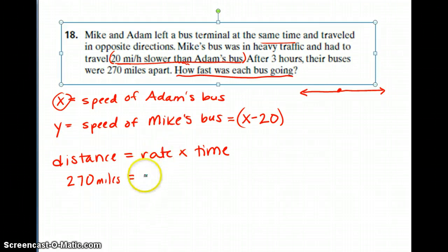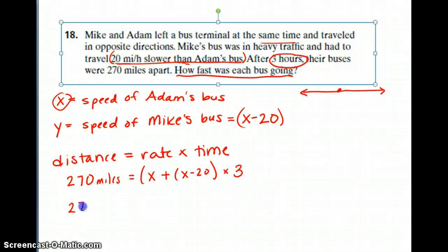And they're telling you two different rates, right? They're telling you the rate or speed of Adam's bus, and they're telling you the speed of Mike's bus. So you have two different ones. You have the rate of Adam's plus the rate of Mike's. And then you do have time. Time is the 3 hours. So by having this equation, you now have 270 miles equals the speed of both buses times the 3 hours. And you just keep solving now algebraically to find out what's the speed of Adam's bus.